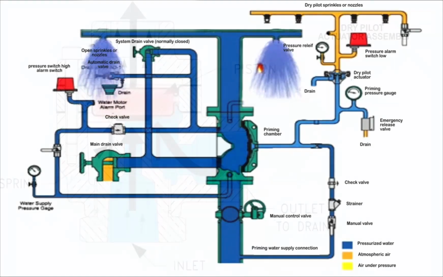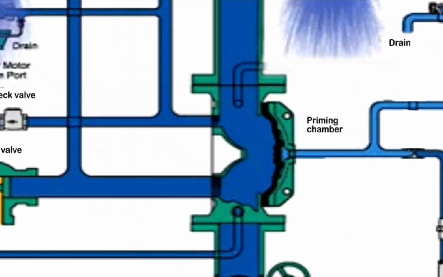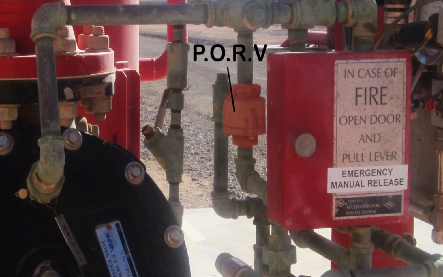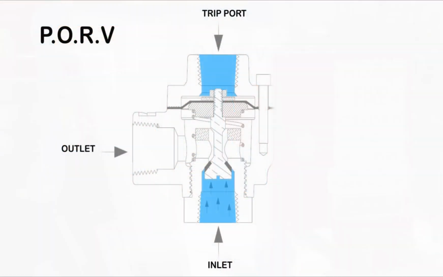During the activation of the deluge system, it is necessary to ensure not to fill the priming chamber with water pressure by mistake, which consequently will close the deluge valve, and here comes the role of the pressure-operated relief valve. The pressure-operated relief valve is also present on the priming loop, which continuously drains the priming pressure when the system is in activation. Shown here is the diagram of a pressure-operated relief valve.